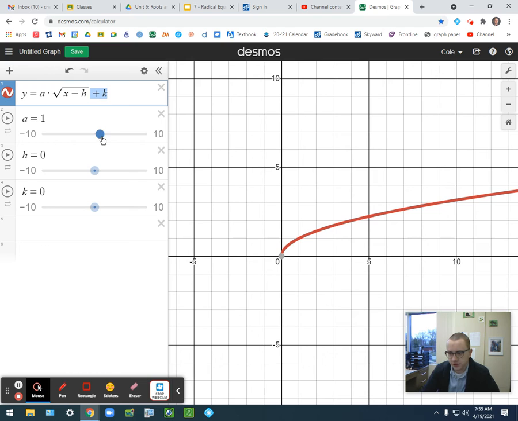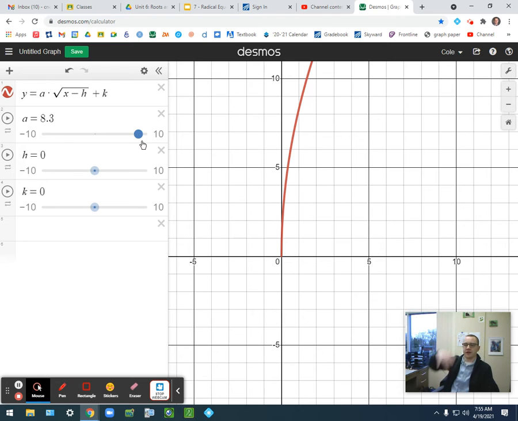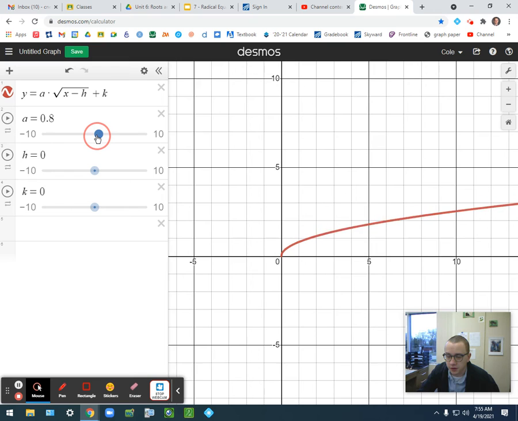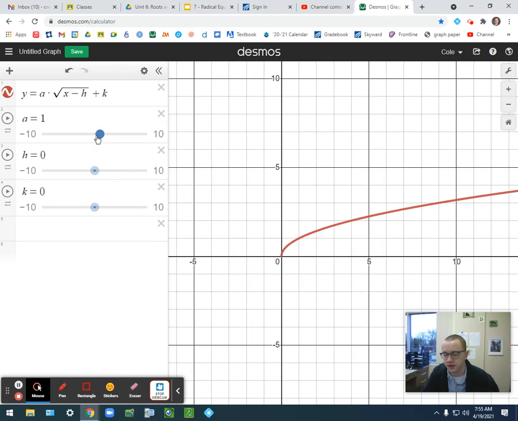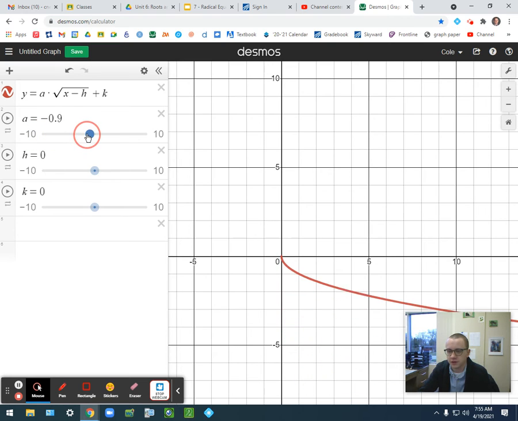Let's see what happens if we change a. If we make a bigger, then the graph gets stretched out. If we make a small number between 0 and 1, then that graph is shrunk down. Remember that it originally looked like this at 1, and so if we make it between 0 and 1, it gets shrunk down vertically. If a is negative, it does all the same patterns except it's flipped across the x-axis.